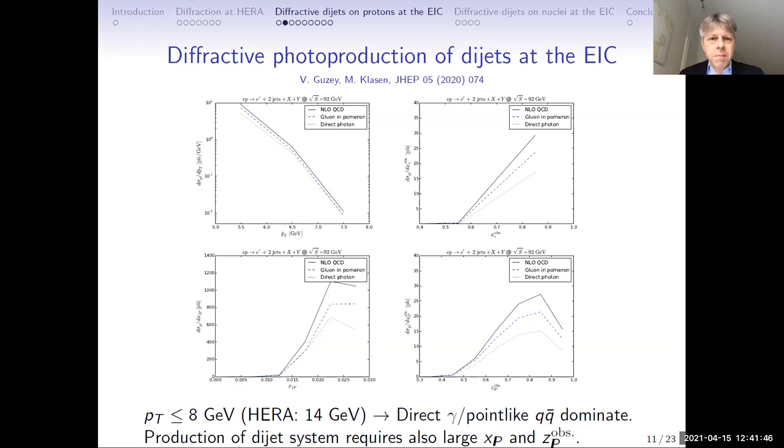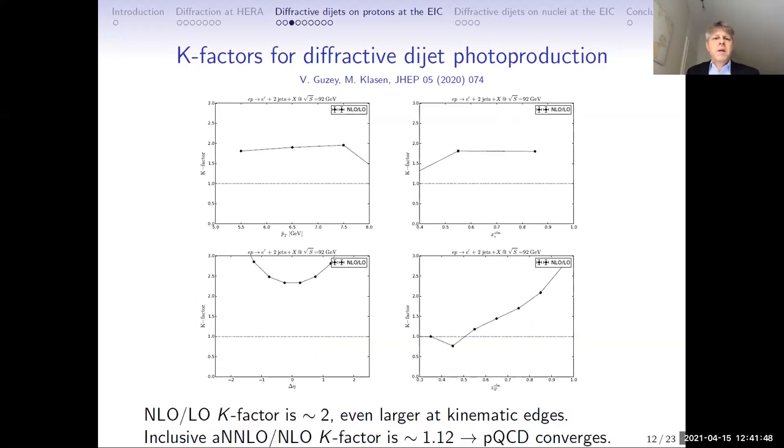Next slide, please. Now this is a perturbative calculation. It's not a Monte Carlo simulation. And if you do a more detailed experimental study, you want to know what the K factors are. So how large the NLO cross-section is compared to the leading order one. And what we see is that the K factor is about 2. It can be larger at the kinematic edges. For example, in the rapidity difference plot on the lower left, you can see that it increases as the rapidity difference increases and you go more forward.